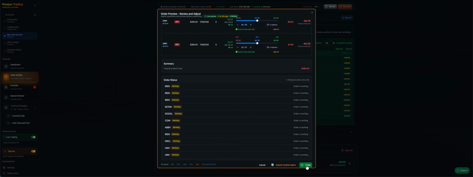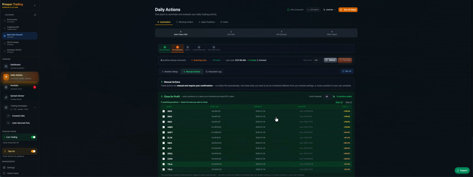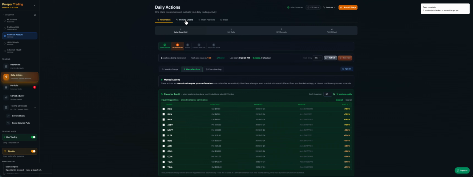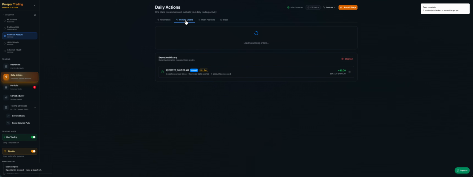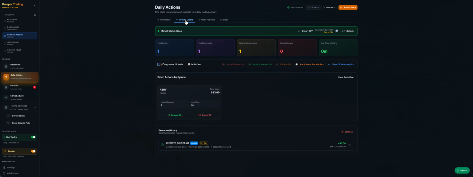One thing I can do is close this, and come up here and look at working orders. That's the next step, obviously. Well, it looks like most of them closed, candidly. Meaning that I priced them just right, and there were enough contracts available, because I was buying these back, to offer them to me at those prices.